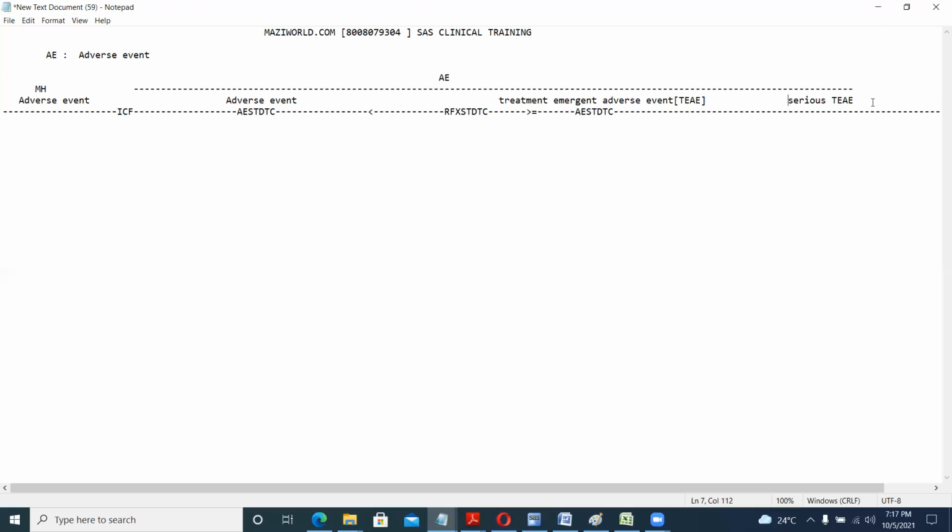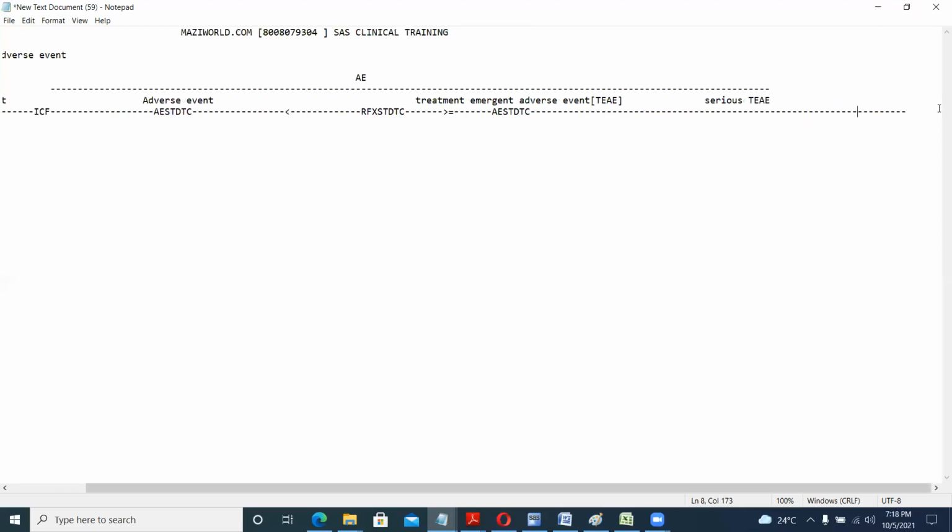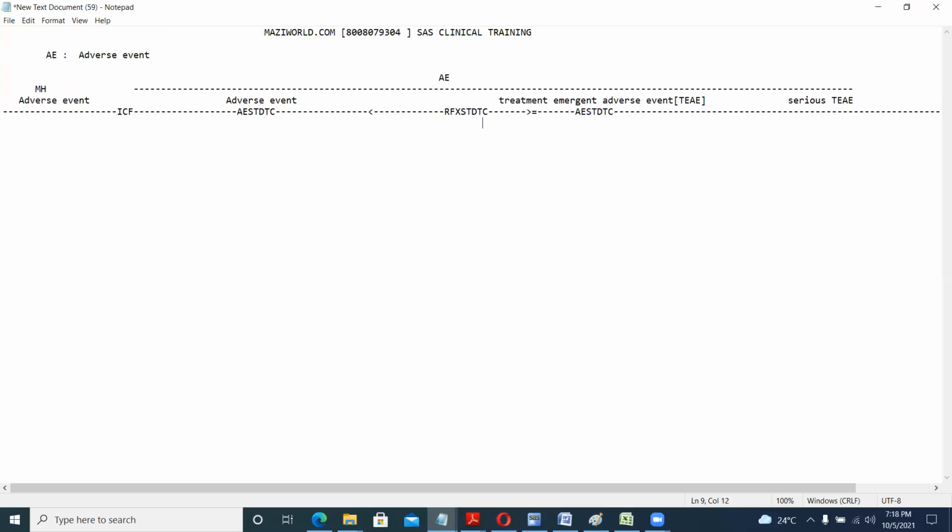What do you mean by serious treatment emergent adverse events record? For example, the subject has got the adverse event. First it was mild. Now there is a variable with the name called seriousness, because the name itself says serious. Generally, whenever you go to this step, there is a variable with the name called AESEV. This is a variable, to understand the concept. AESEV means AE, adverse event.